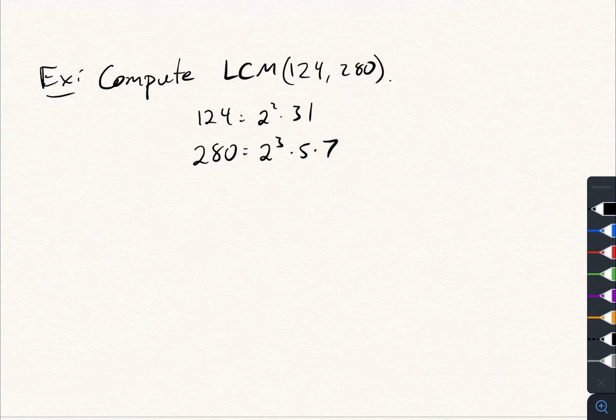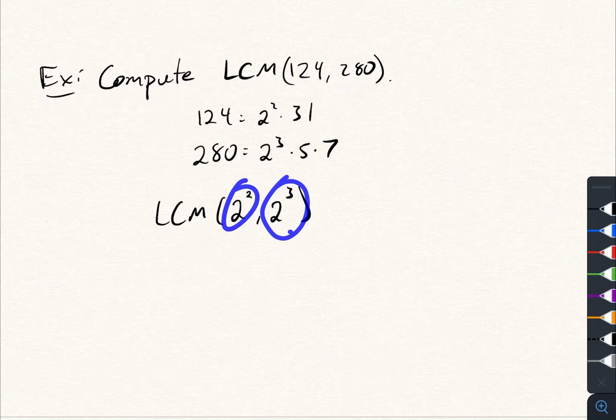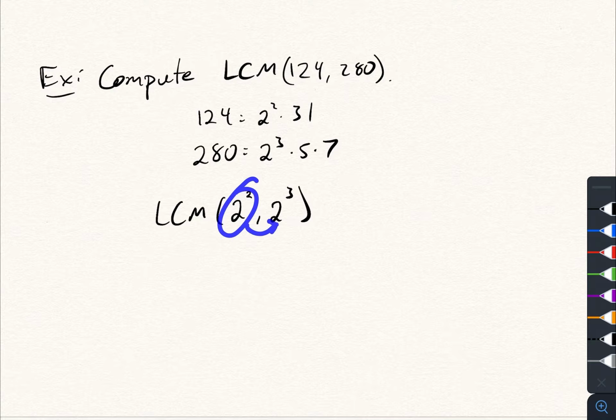Well, from here, let me do a slightly simpler example. What's the least common multiple of 2 squared and 2 cubed? Okay, well, 2 squared is a factor of 2 cubed. So 2 cubed is a multiple of 2 squared, right? It's this times 2. And so it's also a multiple of itself. So 2 cubed is the least common multiple.